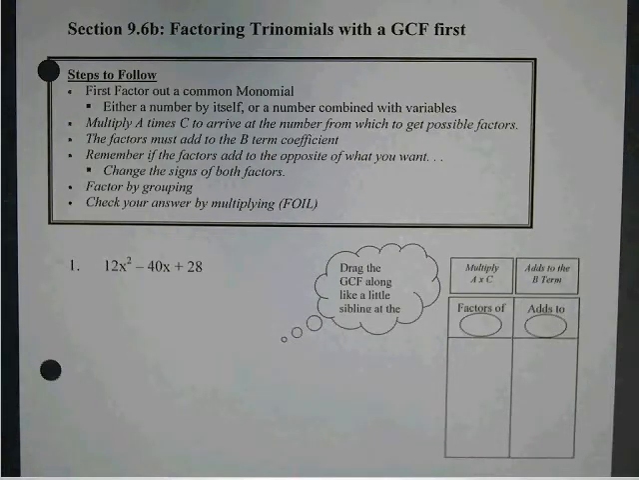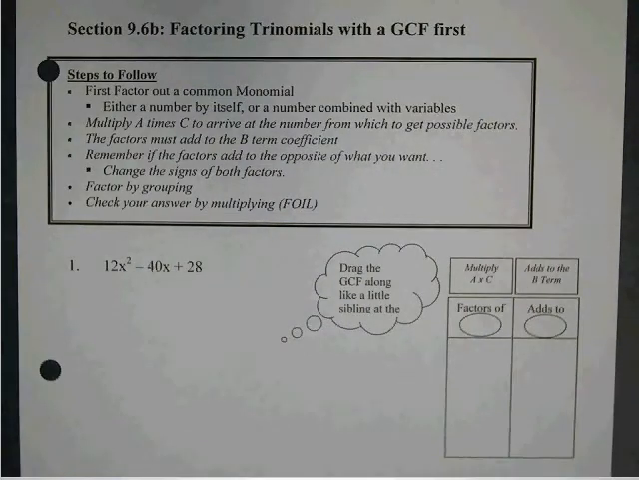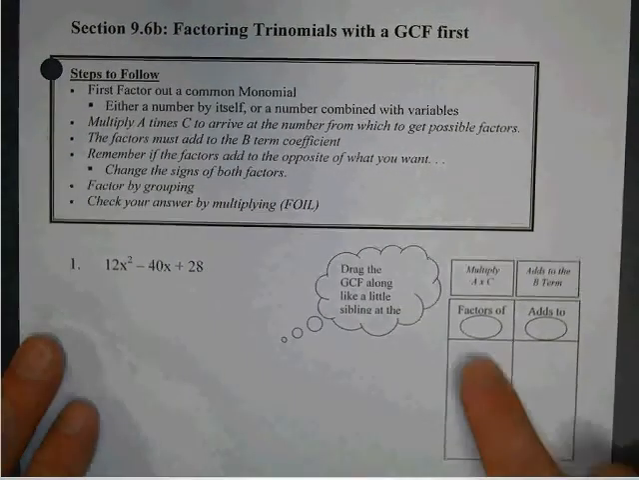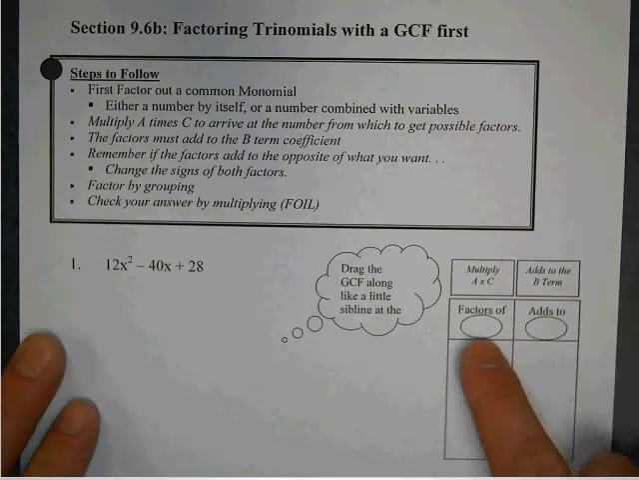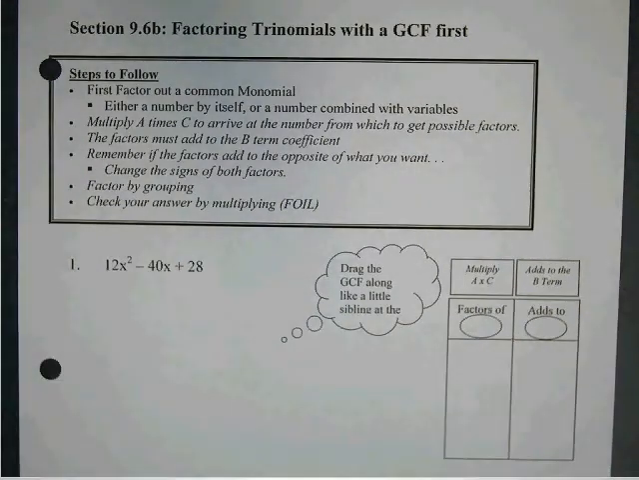Now, just someone take your calculator out, multiply 12 times 28, and tell me what you get. What is 12 times 28? 12 times 28 is not 36. 336. Okay. Do we really want to find all the factors of 336 that combine to negative 40? No. Okay. So there's got to be an easier way.